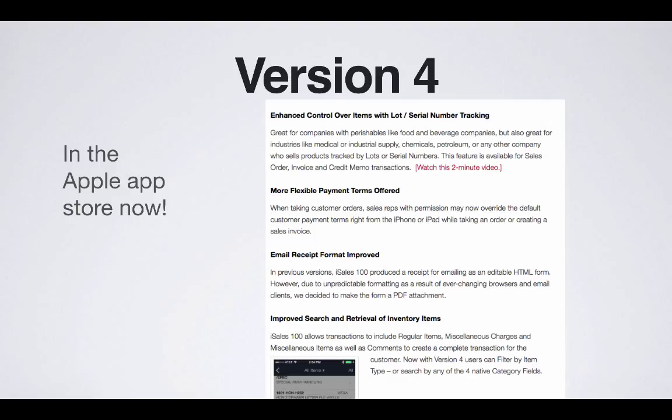We redid the email receipt format. It was HTML, but between various browsers, operating systems, and so on the receiving end, email clients, HTML turned out to be more of a challenge than it was worth. We've converted the receipt format to being a PDF attachment. And then we also, with version 4, improved the search and retrieval of inventory items by adding the searchability of the 4 categories, as well as the ability to filter straight into regular items, miscellaneous charges, miscellaneous items, and comments as well.